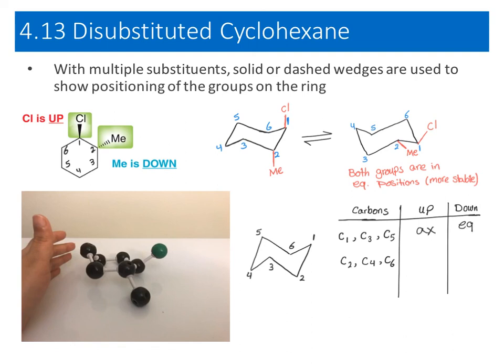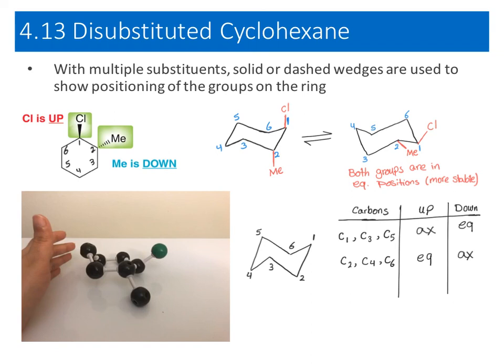So if you see anything in wedge and it is on carbon 1, 3, or 5, you need to put it in the axial position while drawing the cyclohexane. And for carbon 2, 4, and 6, the down position is the axial position on a ring, and the opposite of that should be equatorial.